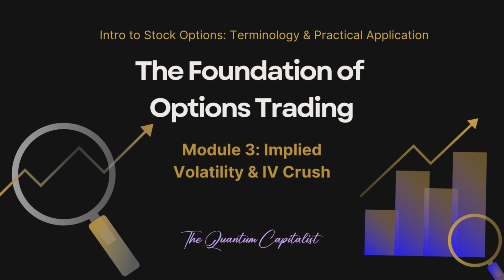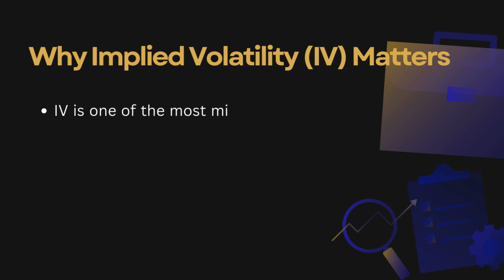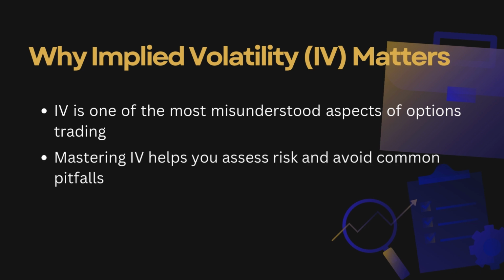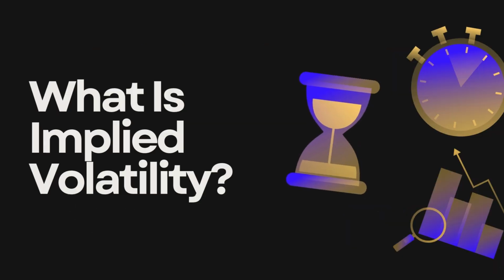Welcome to Module 3, Implied Volatility and IV Crush. Implied volatility, or IV, is one of the most important yet misunderstood concepts in options trading. Mastering IV can significantly improve your ability to assess risk, select contracts wisely, and avoid common pitfalls like IV Crush, which can erode your profits faster than any market movement.